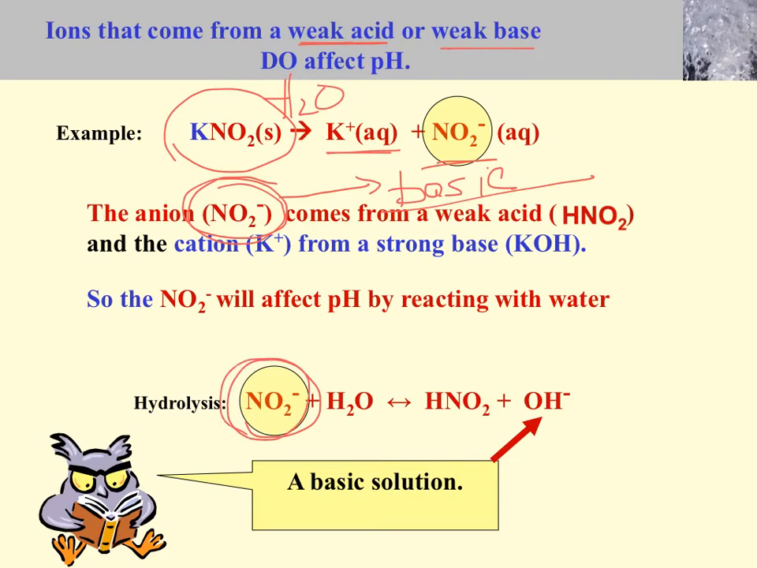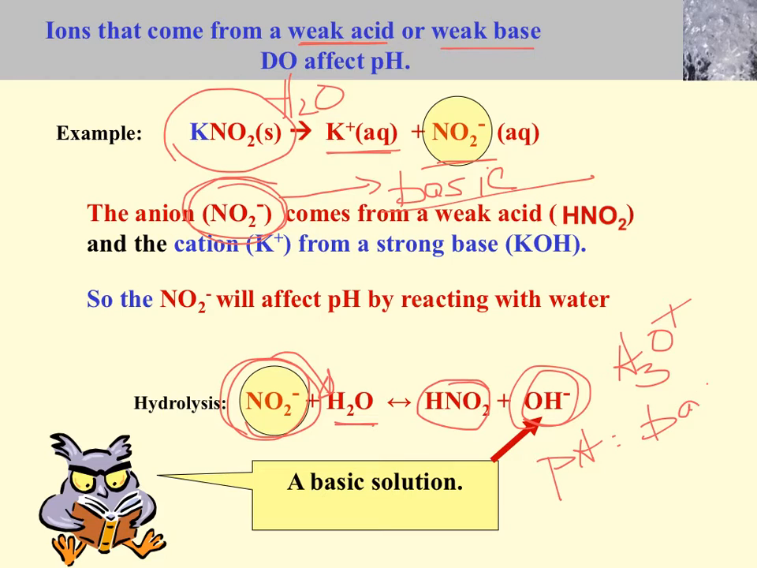Here's the nitrite ion. When we put it in water, it acts as any base. It snatches a proton off water to reform nitrous acid and the hydroxide ion. It is the hydroxide ion or the hydronium ion, as I've said before, which can change the pH. So the pH of this solution is going to be basic because we've produced hydroxide ion.